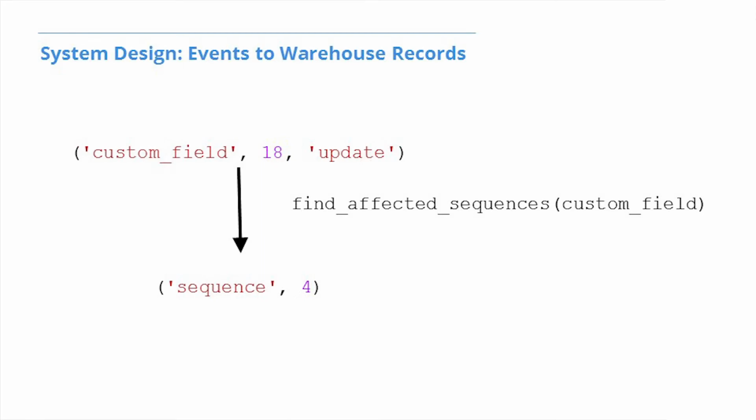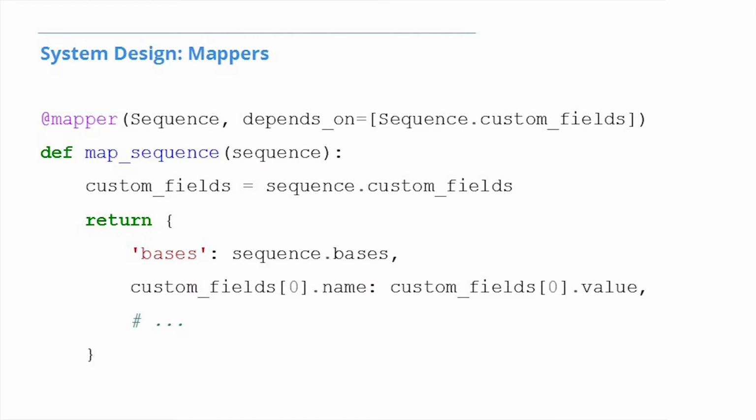Now, we know that a DNA sequence has been changed. What do we do next? We use what we call mappers to map the DNA sequence into a list of key value pairs that we want the database to show. So this is represented as a Python dictionary, and what's nice about this is we can actually dynamically generate what we want to show up.